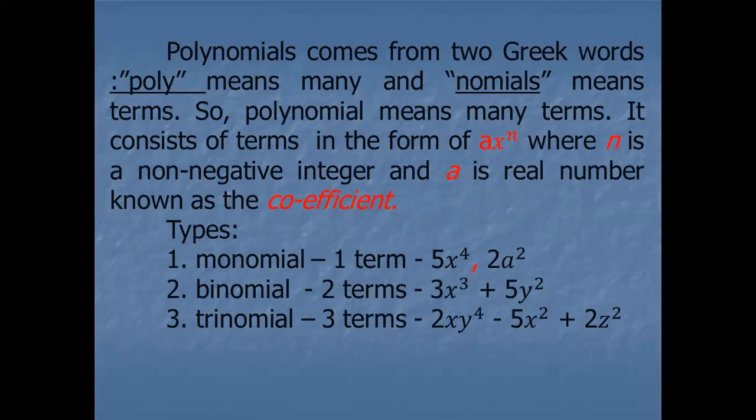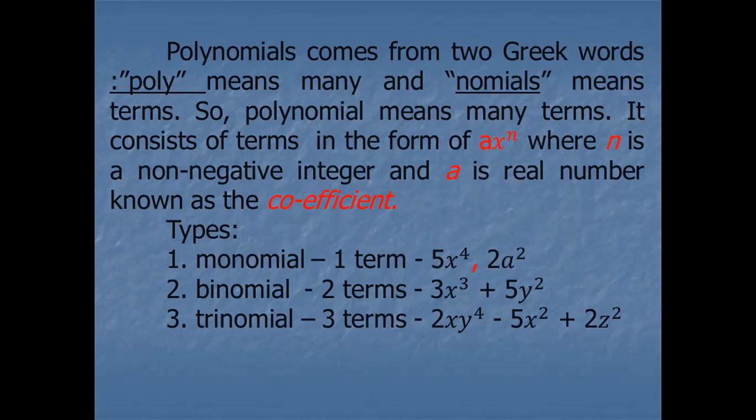Polynomials comes from two Greek words. Poly means many and nomials means terms. So polynomial means many terms. It consists of terms in the form of ax^n, where n is a non-negative integer and a is a real number known as the coefficient.